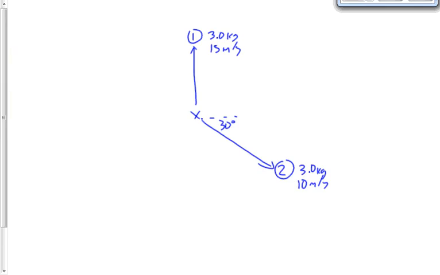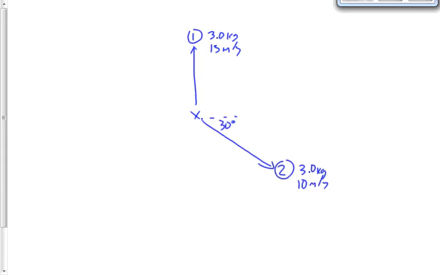We've got a problem up on the board here right now where we have an explosion. The explosion takes place at the point where we have labeled X. This explosion causes an object, a 9-kilogram object, to break up into 3 pieces, 3 equal-sized, equal-mass pieces. One flies to the north at 15 meters per second. One flies to the general vicinity of southeast at 10 meters per second. Where does the third 3-kilogram piece go?